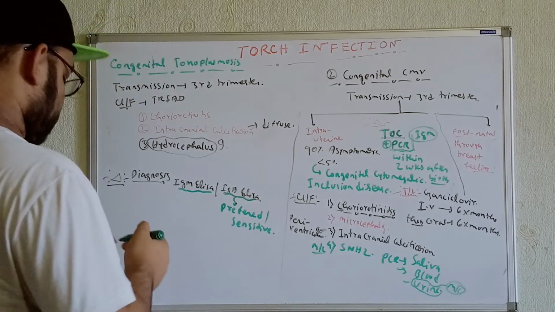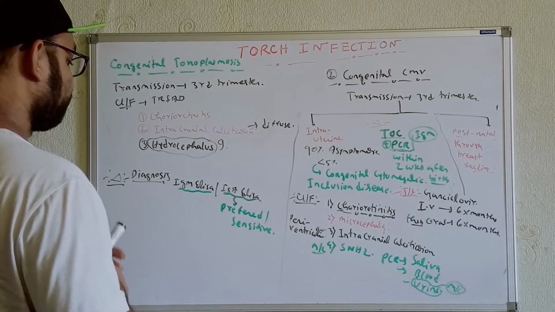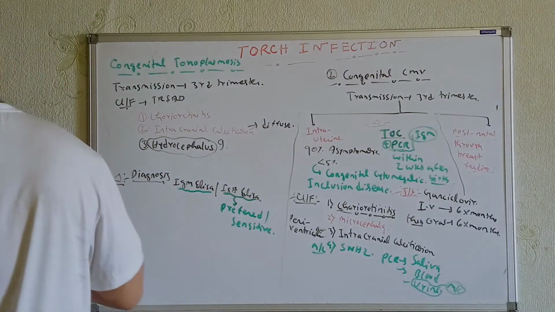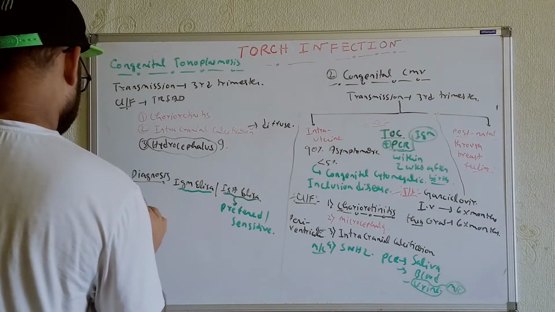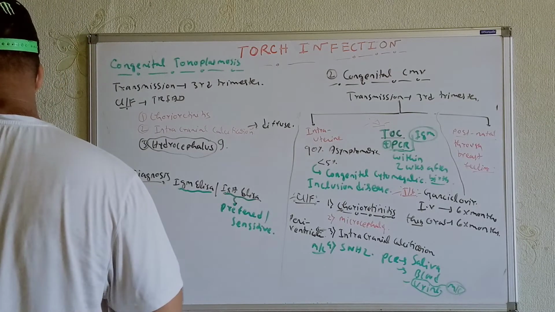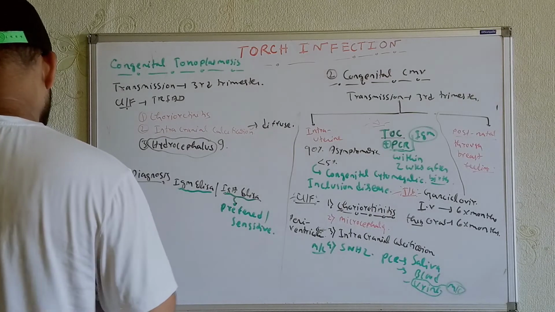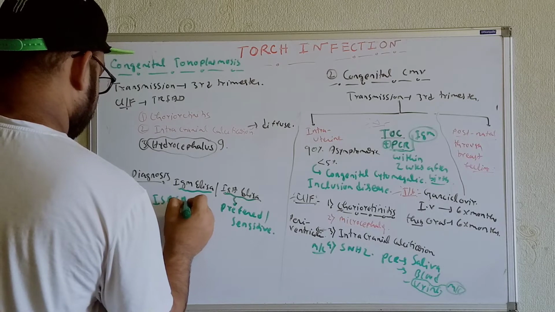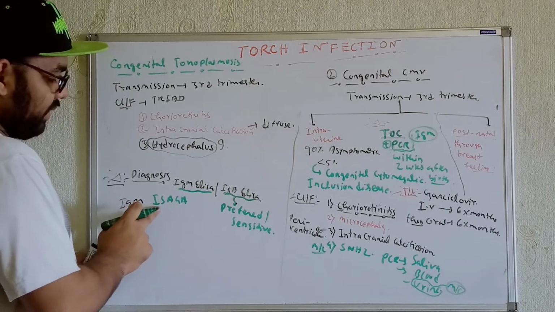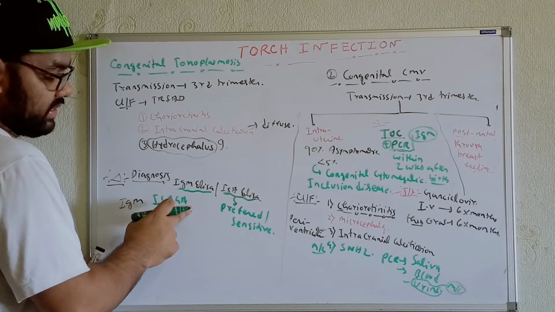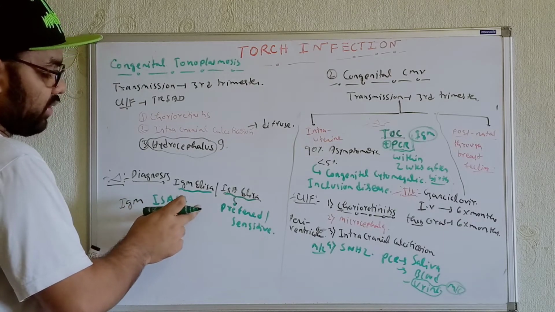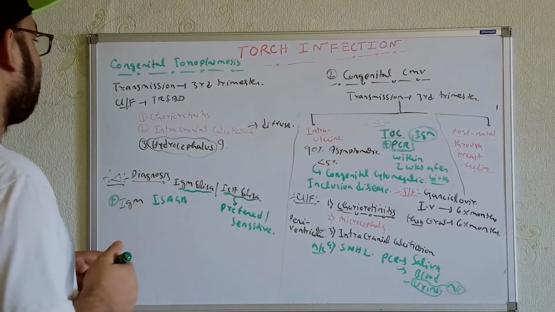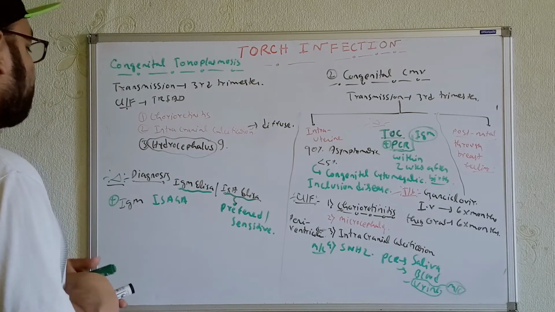Another thing we can do, but no need to remember that. Just remember these two, IgM and IgA. If you want to remember, you can write IgM ISAGA, which stands for IgM immunosorbent agglutination assay. We can do this test also. So these are the three diagnostic tests we can do to confirm whether the individual has congenital toxoplasmosis or not.